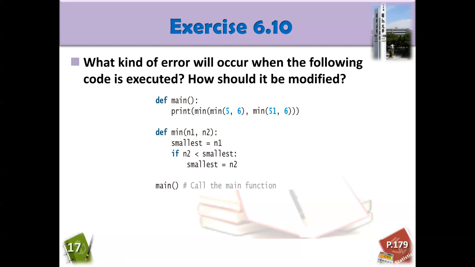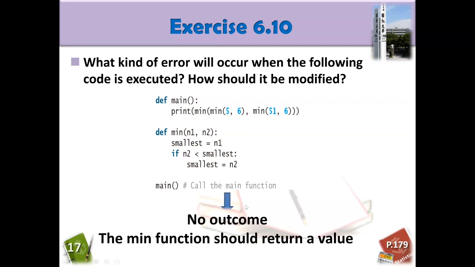It's no outcome. So actually it needs a return here. So you will return the smallest, then it will get 5, and this one will get 6. And of 5 and 6, which one is smaller? The smallest will be 5, then print it. Okay, so originally it was no outcome, so you have to return the value. When you return the value, the final result will be 5.